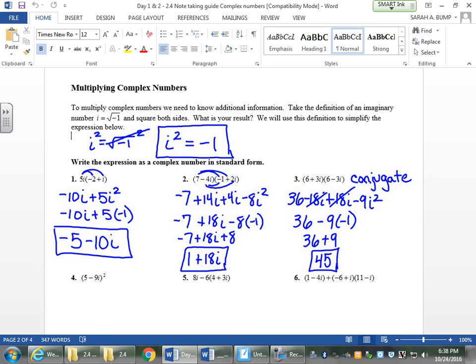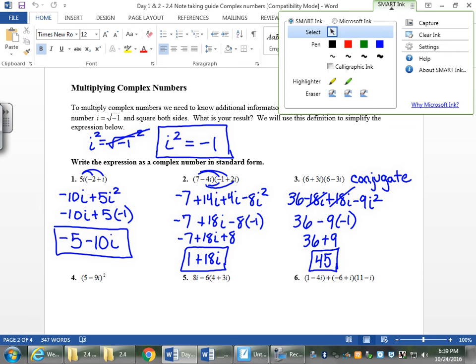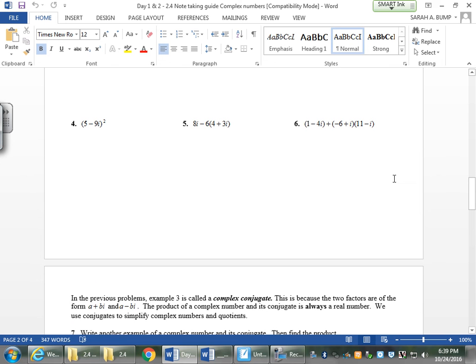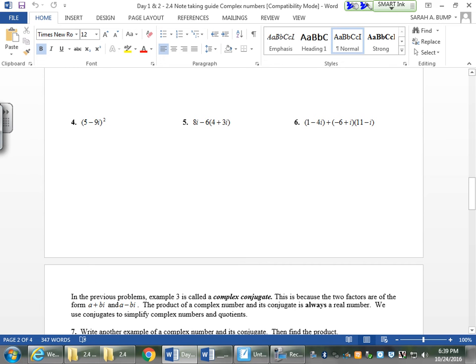Okay. I'm going to have you guys try number 4 and 5 on your own, and then we'll come back and do number 6 together. So you guys can pause, try the next 2, and then check. Got to be careful on number 4. When you're squaring and there's addition and subtraction, you cannot distribute the square. You got to go ahead and write this problem twice.